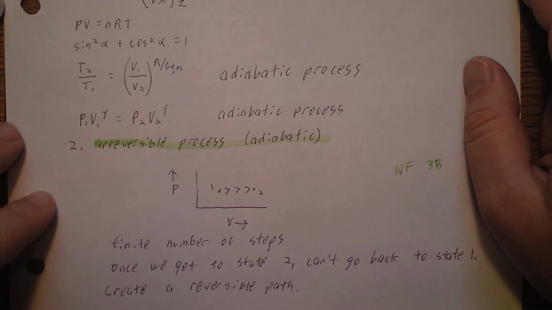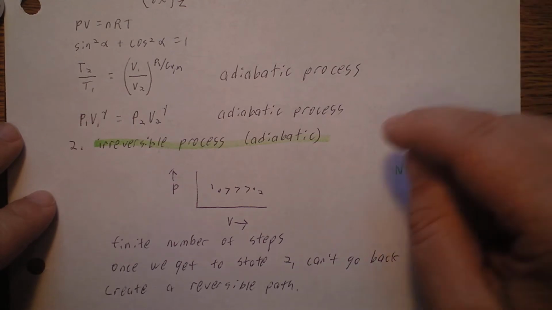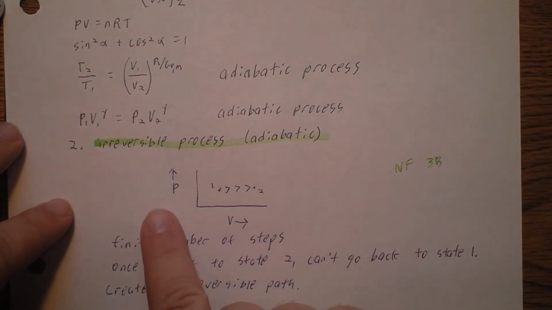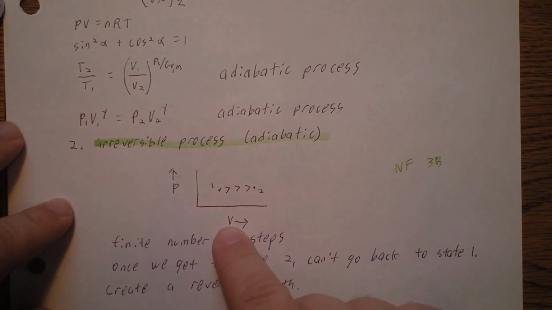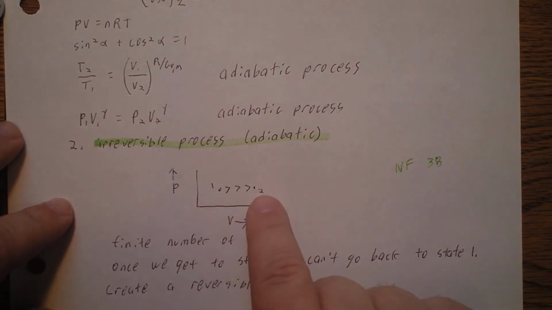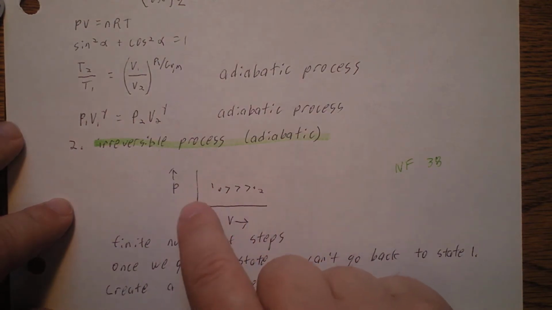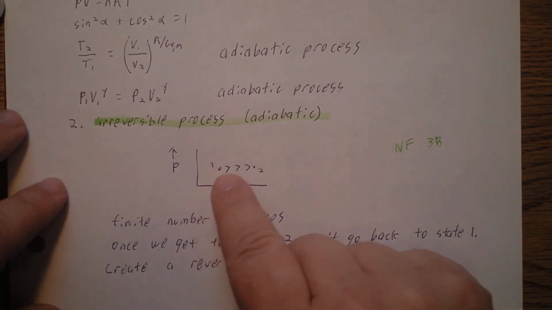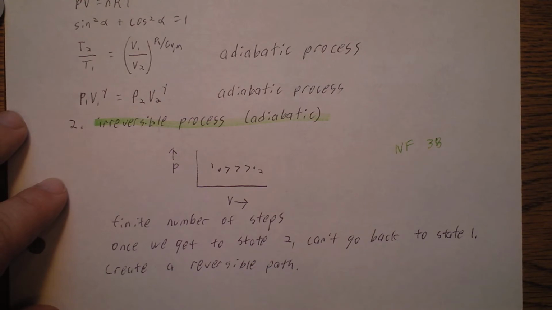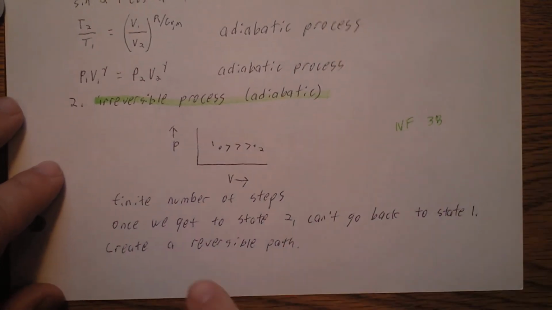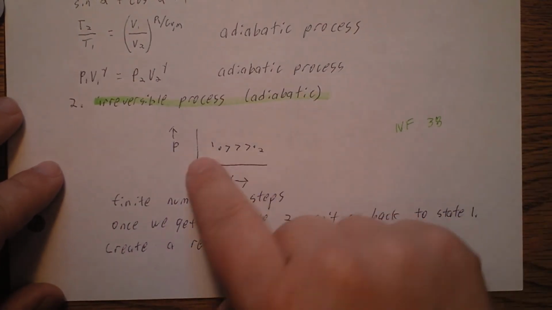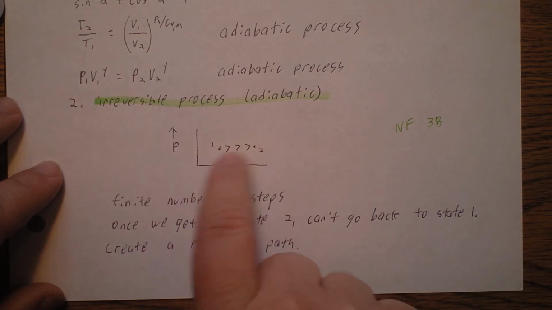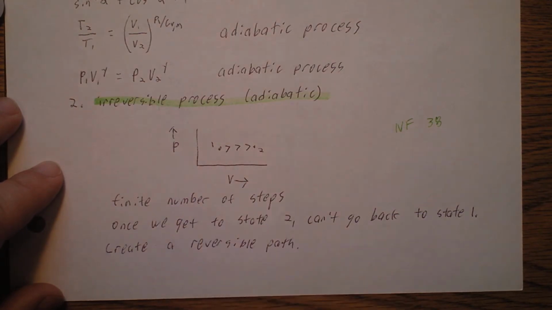Now let's talk about an irreversible process, an adiabatic one. So here we have a graph of pressure versus volume. We're going from state 1 to state 2. Instead of drawing a line, we're just sort of drawing squiggles to show that it's not reversible. So we're going to do this in a finite number of steps. That's one way to make it irreversible. Once we get to state 2, we can't get back to state 1. So that's why these are arrows pointing from state 1 to state 2.